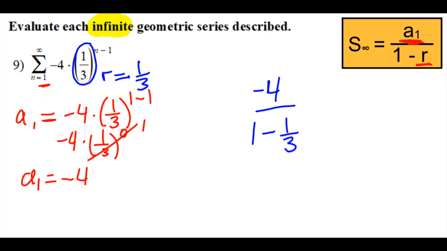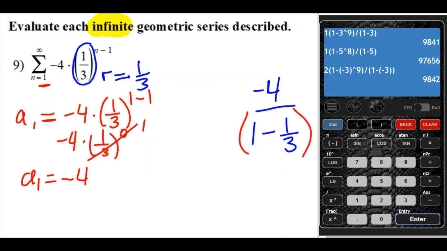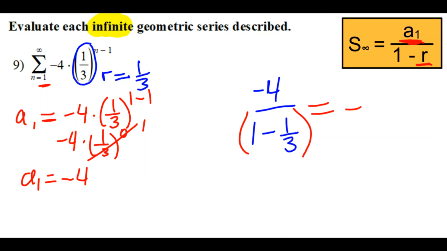If you want to use a calculator, that's fine. Just make sure you put parentheses around that expression. Negative 4 over parentheses 1 minus, I'd go ahead and put the fraction in parentheses as well. Negative 6. So it's kind of funny to think about, but what you're doing is adding up an infinite number of numbers, and if you add up an infinite number of numbers, you're going to get a sum of negative 6.